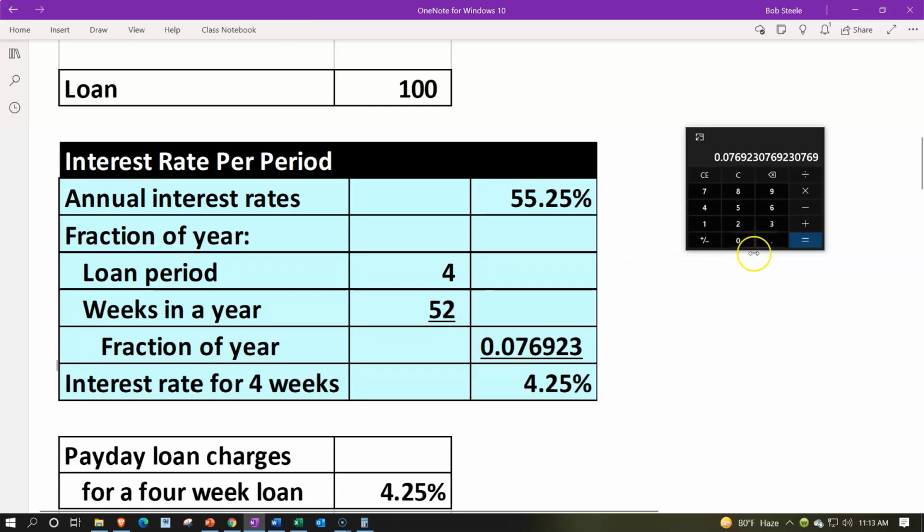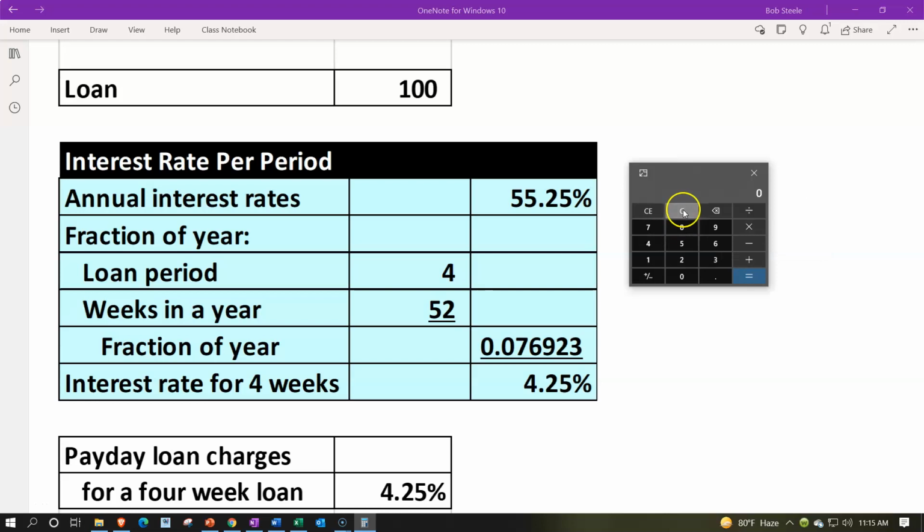And then we can take that times the 0.5525, and that'll give us the 4.25. So if we had a $100 loan, we could take the $100 and say, okay, we're going to pay the rate for that 4-week time period of 0.0425, and that would be 4.25.